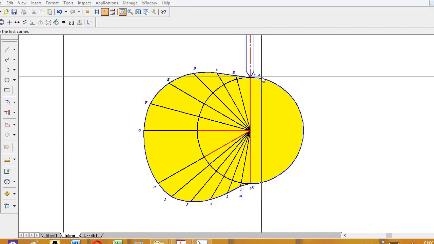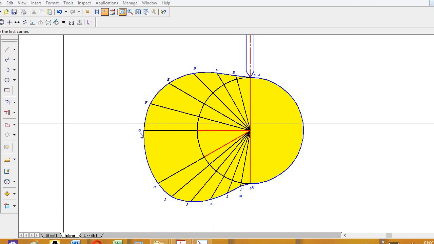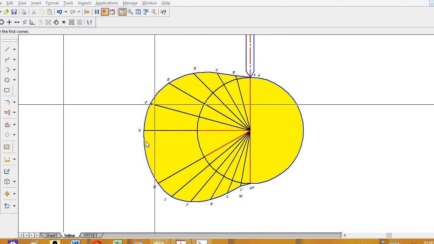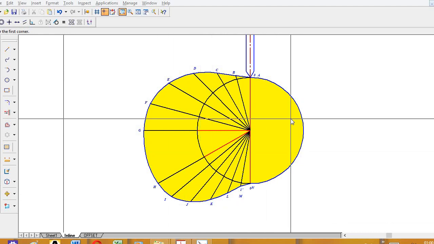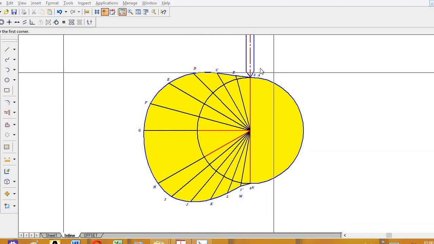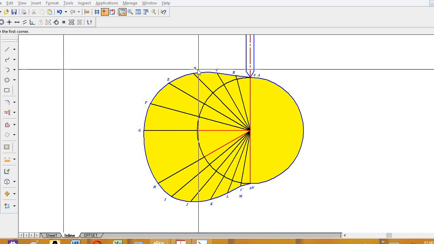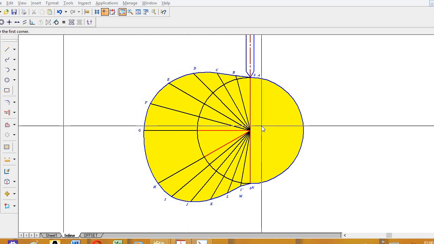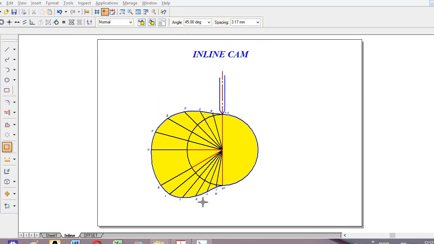So draw a smooth curve through A, B, C, D, E, F, G, H, I, J. This blue line indicates the cam profile for the knife edge follower. The knife edge follower follows this cam profile. So this is the cam profile we obtain for the first part of the question. Next, in the next video, we will see how to draw the cam profile for the offset follower.